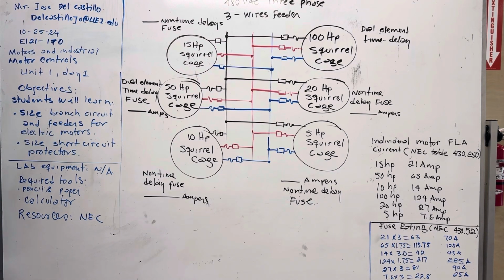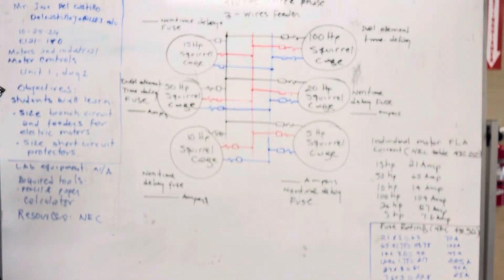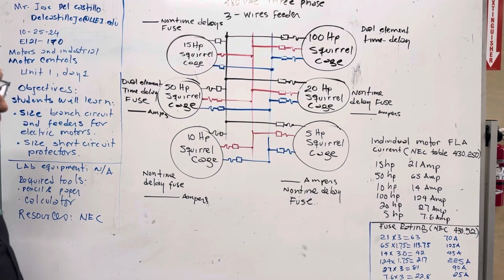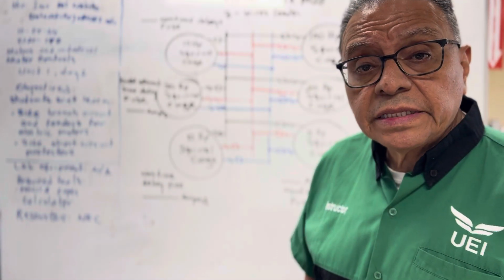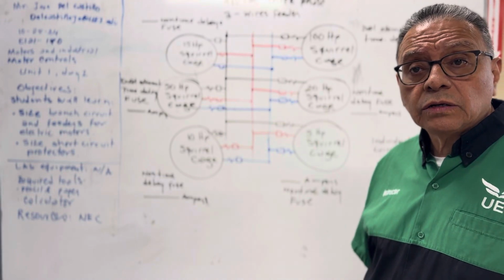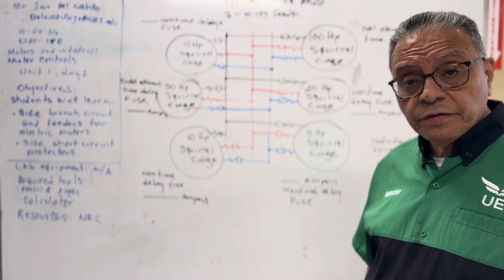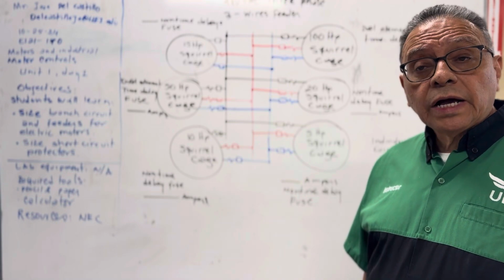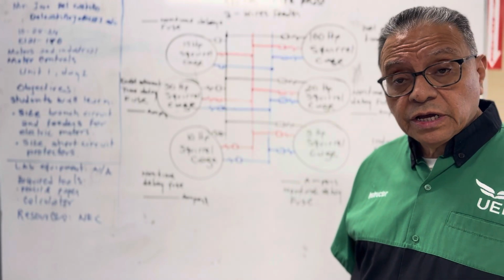Today we are going to be covering industrial motor controls, unit 1, day 1. We are going to be learning how to use the very important tables in the National Electrical Code book. Table 420.50 is used to determine the full load ampacity for a three-phase electrical motor.